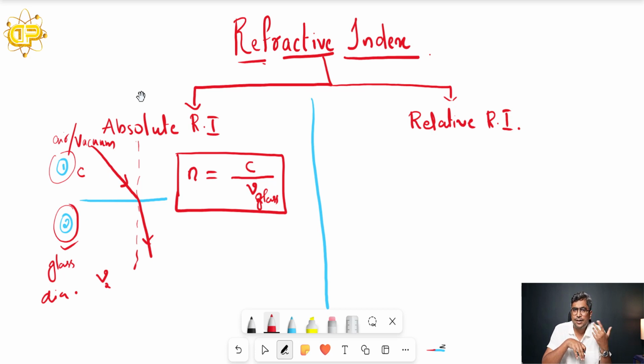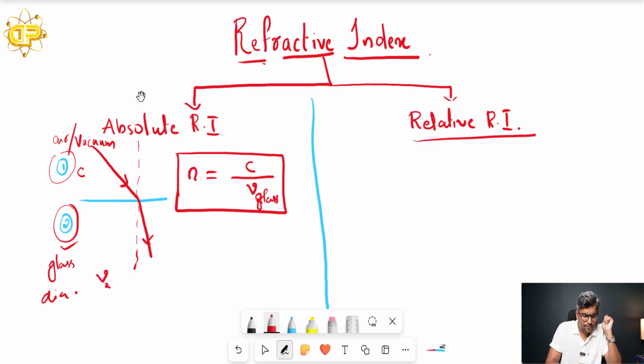So we are just correlating the velocity of light with respect to air or vacuum, or the refractive index with respect to air or vacuum. This is the case for the absolute refractive index. Whereas what is a relative refractive index?